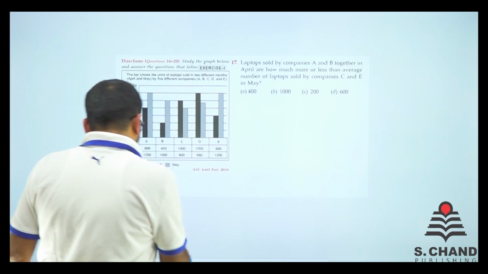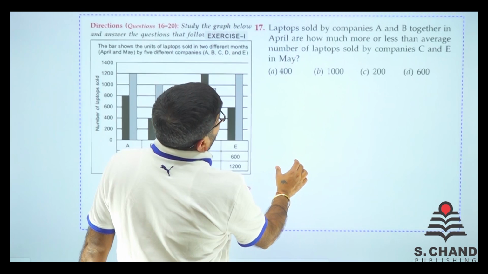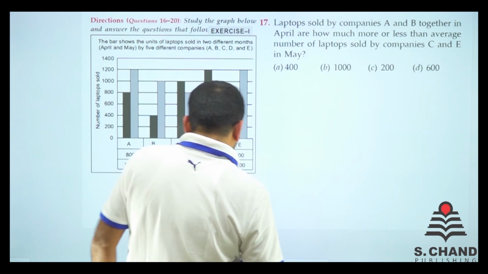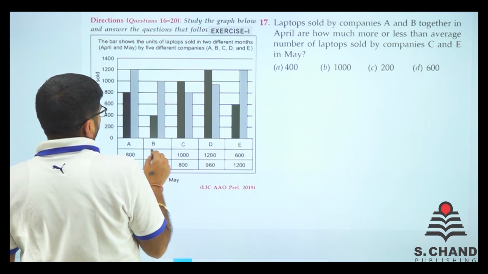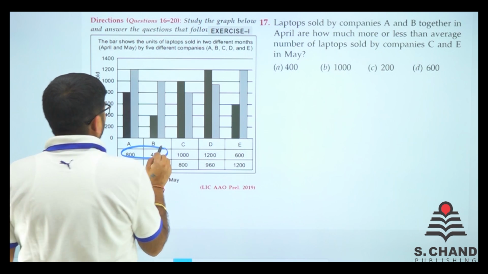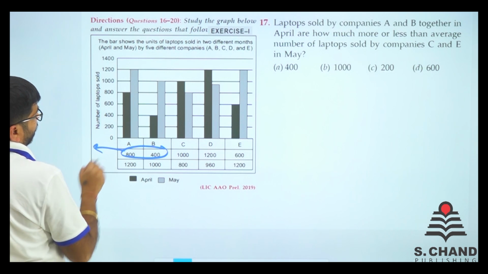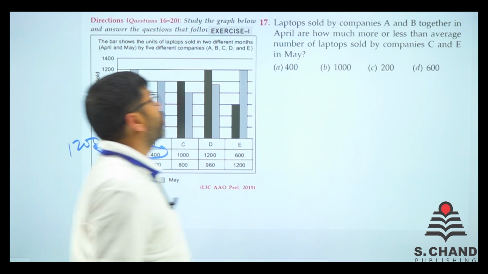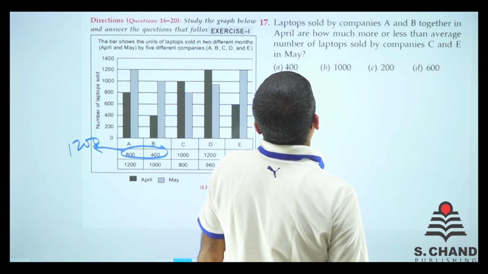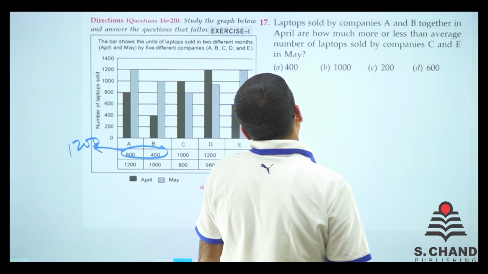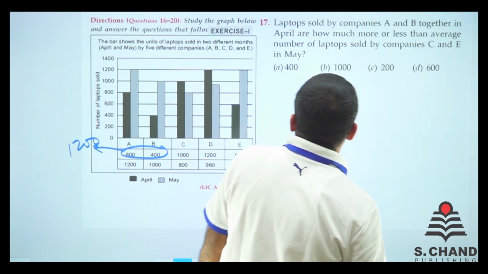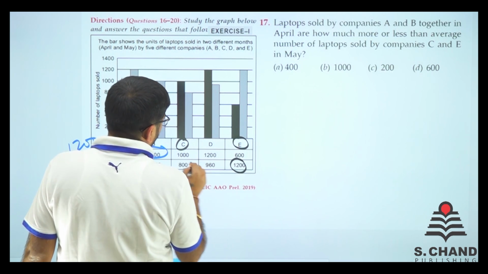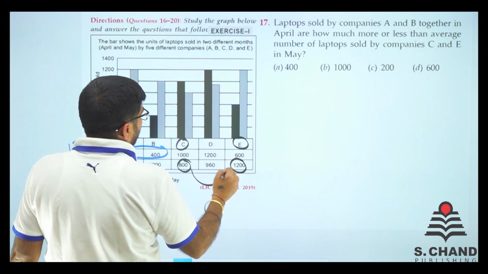We move to the second question. It says that laptops sold by companies A and B together in April are how much more or less than the average number of laptops sold by companies C and E in May? A and B together in April: A plus B is 800 and 400, that is 1200, right? And C and E in May. So what is the average?